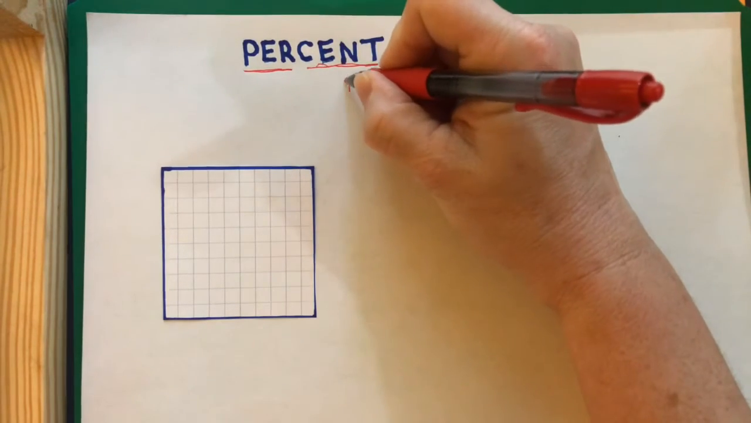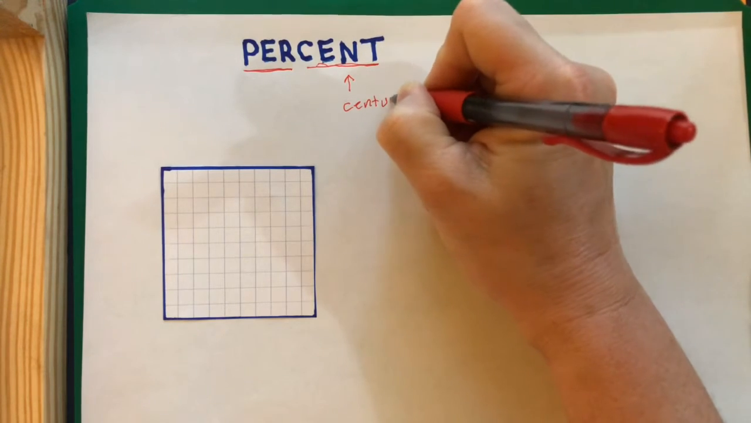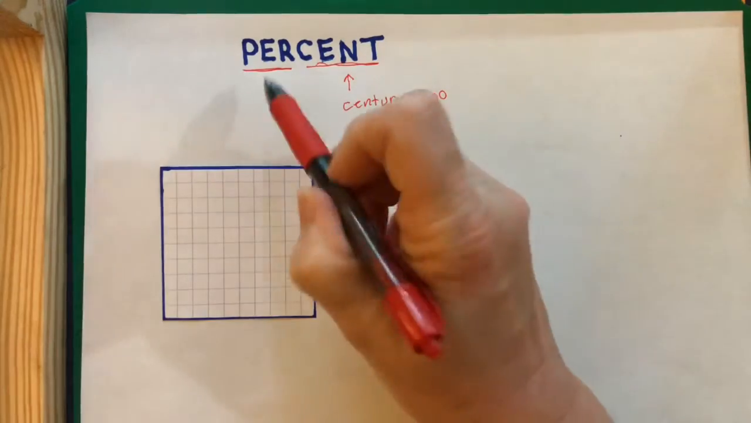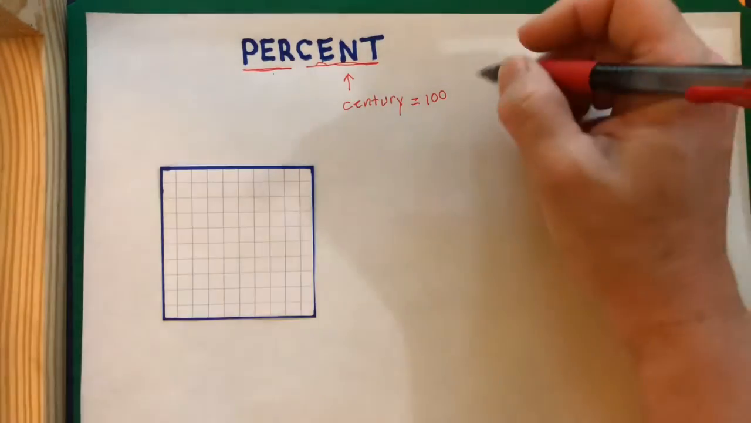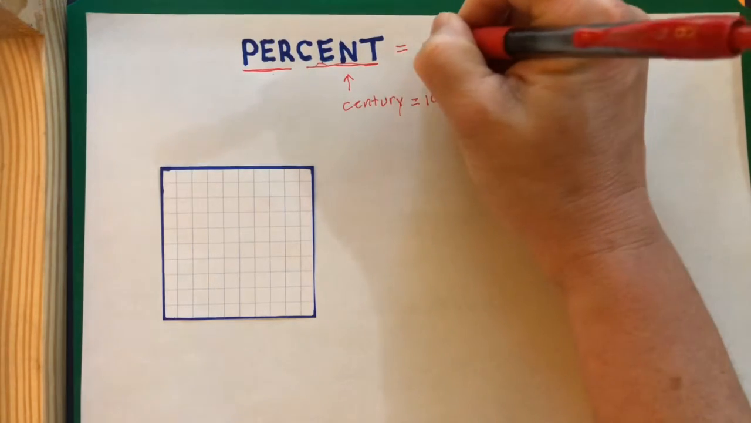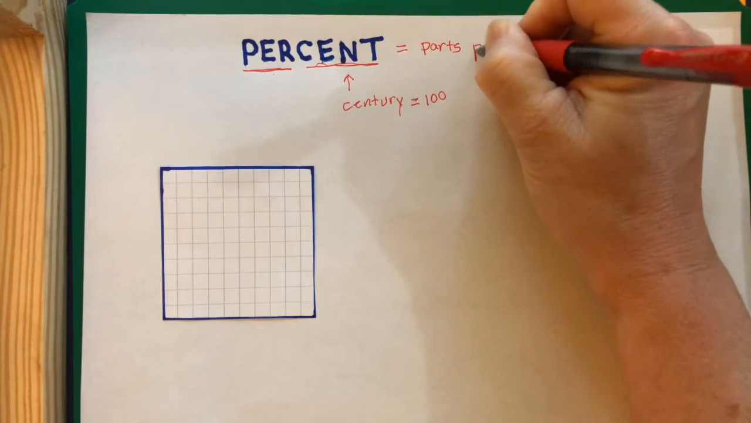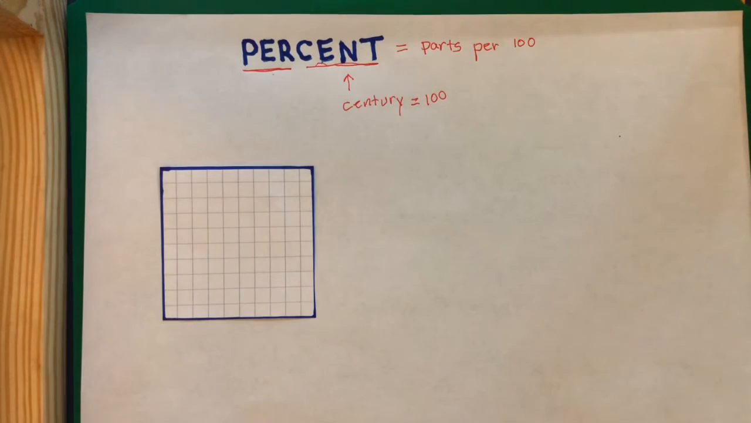Now you know that century is how many years? Century equals 100. So this is per 100. So percent equals parts per 100. Pause the video and write that down in your notes.